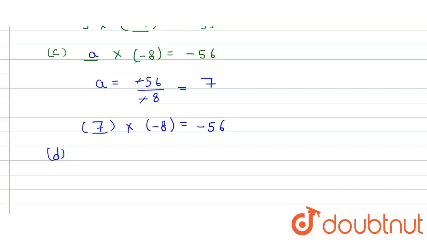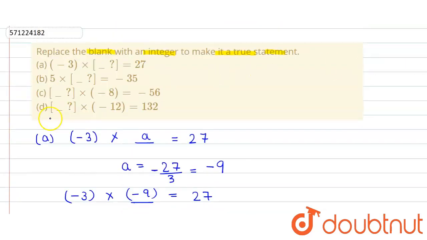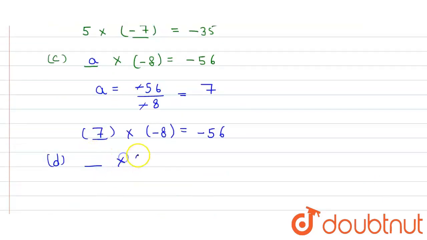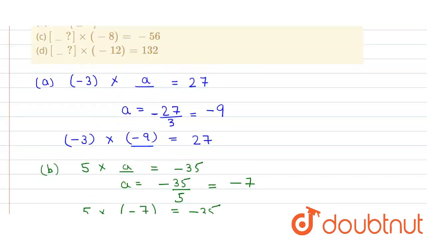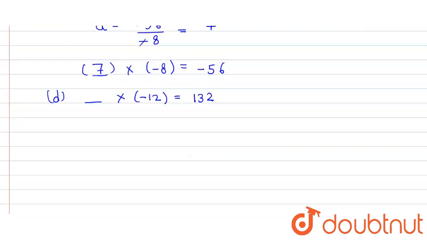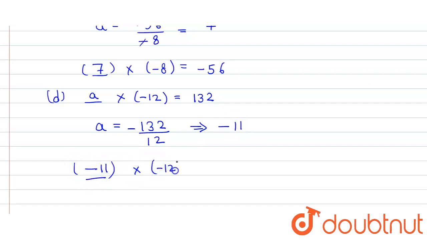Similarly in the D part, we have to find dash into minus 12 is equals to 132. So here we again take this to be a. So a will be equals to 132 divided by 12, and here we get minus, so that will be equals to minus 11. So here we get minus 11 into minus 12, and that is equal to 132.